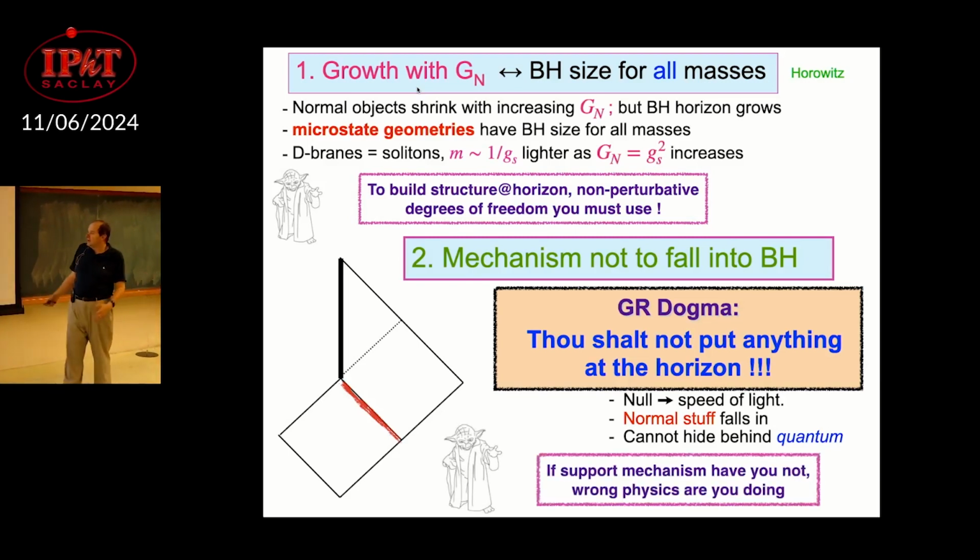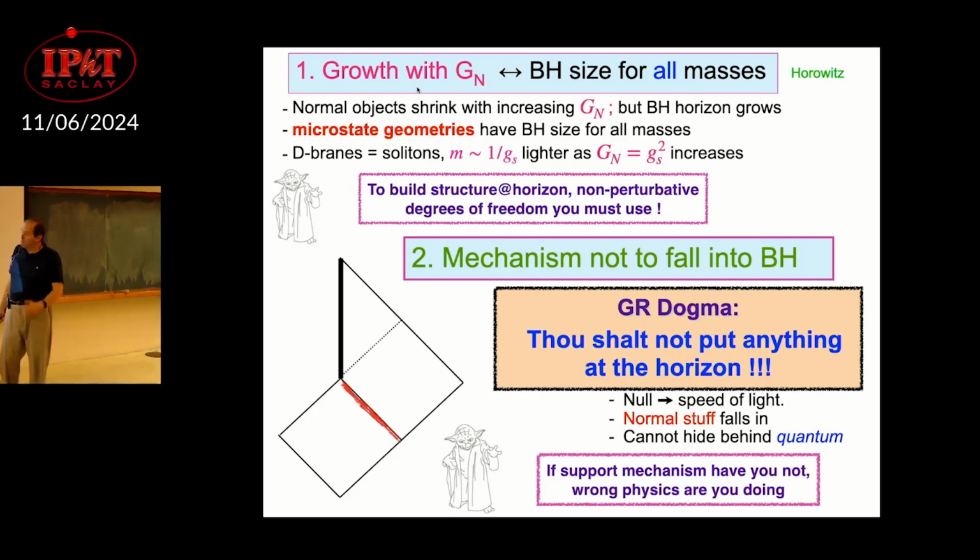And again, lesson number 2, if you don't have a support mechanism, it's not the right physics. Boson stars, for example, have a support mechanism. There's some flux keeping them up. There are many proposals which have a support mechanism. I'm not saying this is the only one, but what I'm saying is that people who just say, I put some quantum stuff and there's a support mechanism, this doesn't work. You need to have an explicit support mechanism.